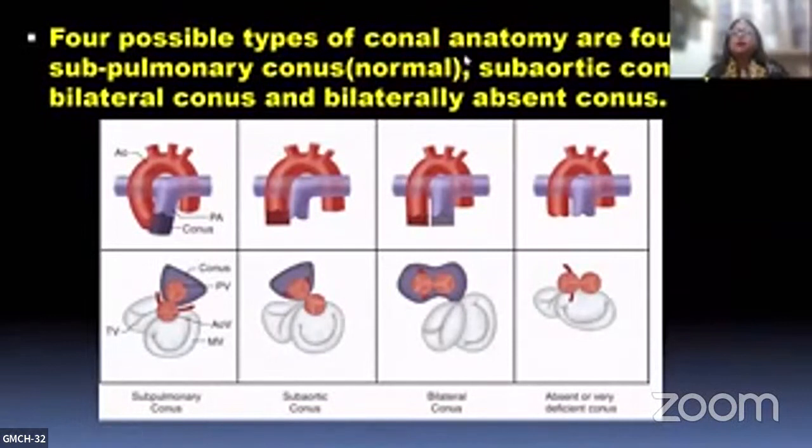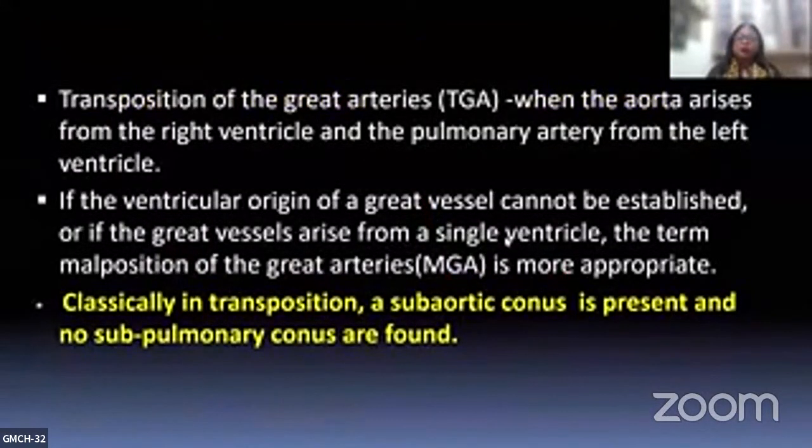Now there are 4 possible types of conal anatomy. Subpulmonary conus, which is normal, as we are seeing here. There can be subaortic conus, as we are seeing here. It can be bilateral conus, as we are seeing here, and there can be bilateral absent conus as well. So these are different conus anatomies which one can come across while doing a congenital analysis.